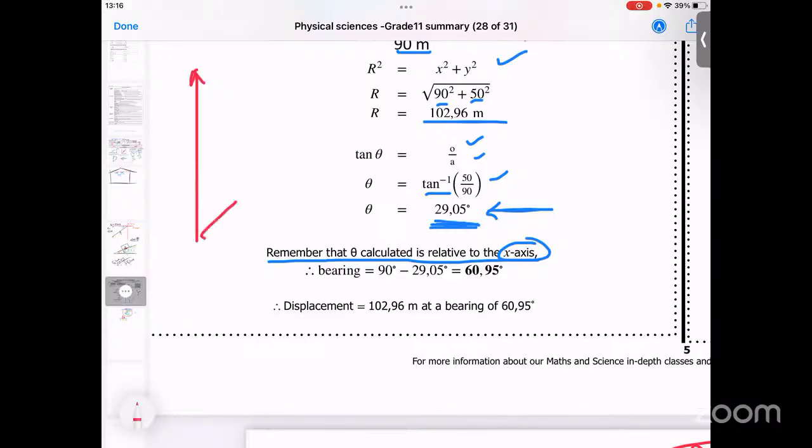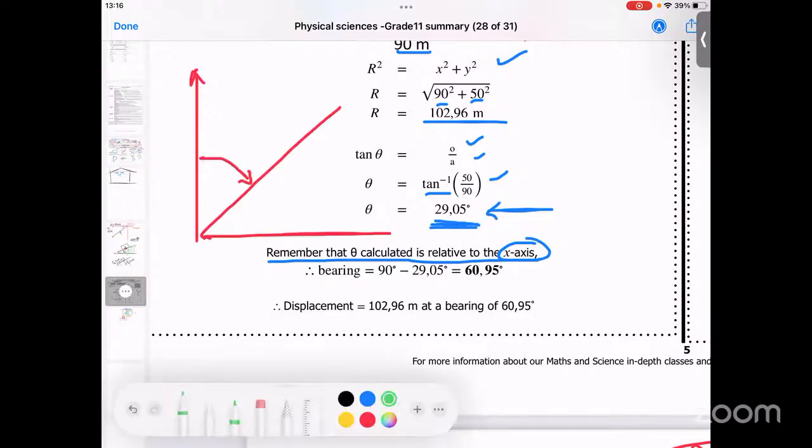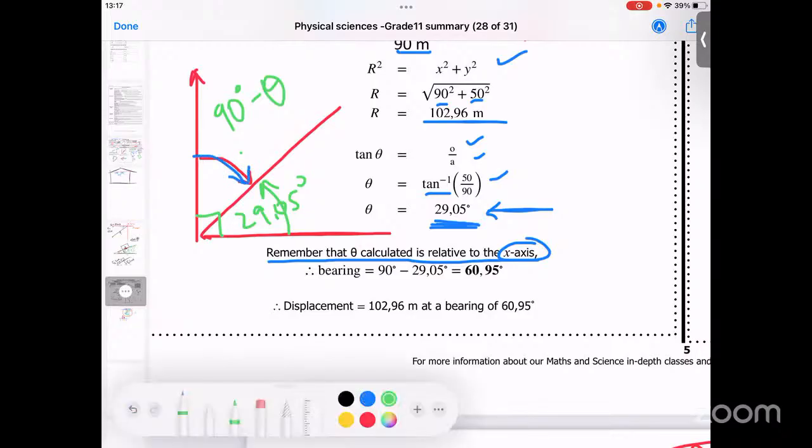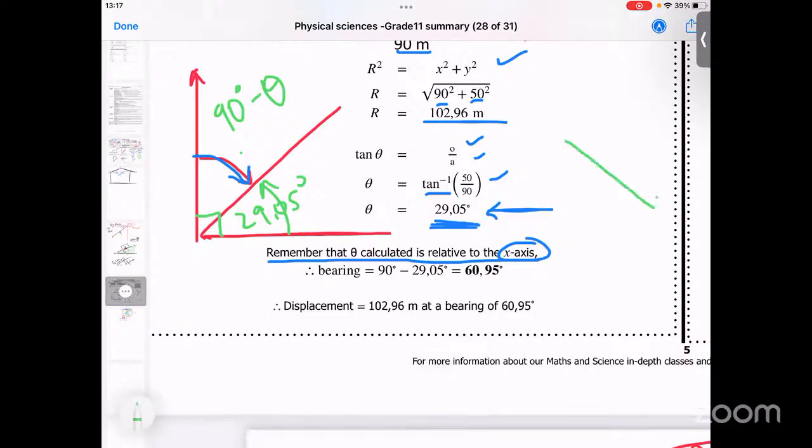So if that line is like that, then the bearing is from there to wherever that line is, which means in this case we have a 90 degrees there, and this angle we've just calculated to be 29.05 degrees. So to get this angle, it will have to be 90 degrees minus that angle theta of 29.05, so that we remain with this angle, and that angle is what we call the bearing.